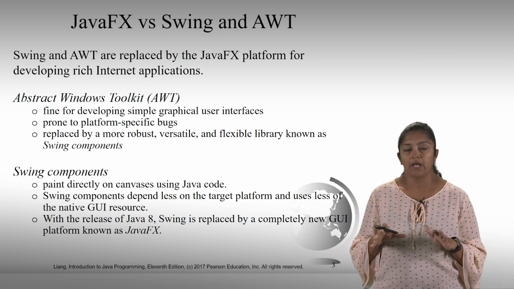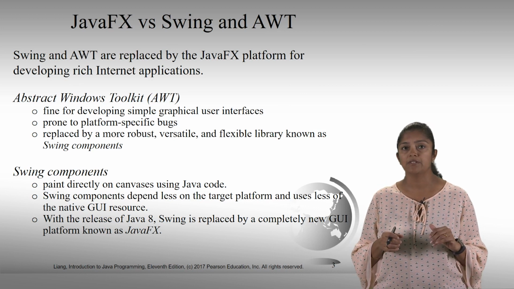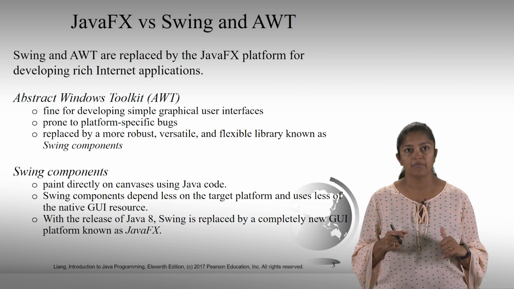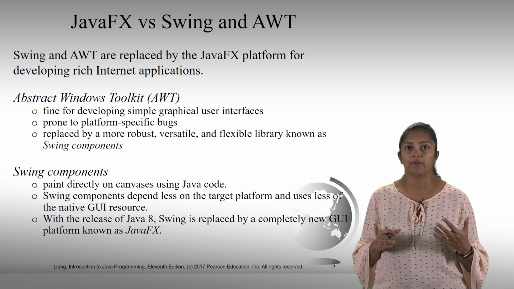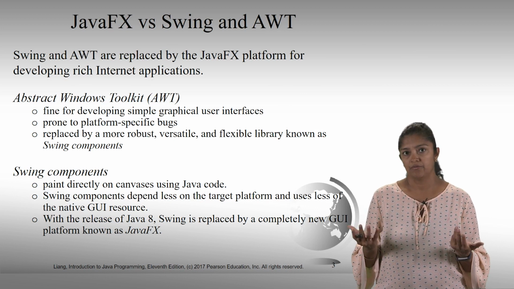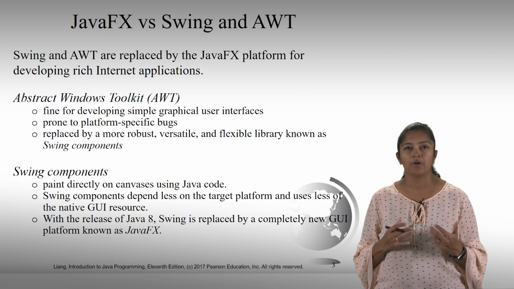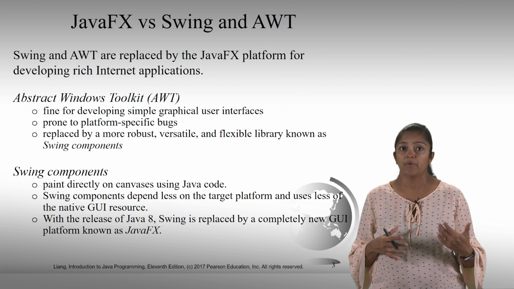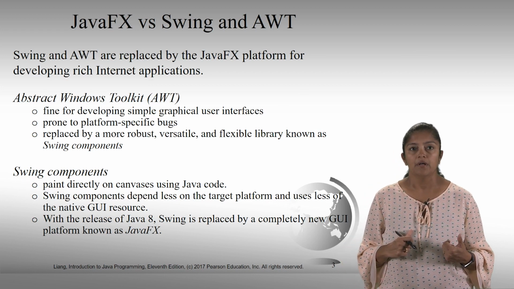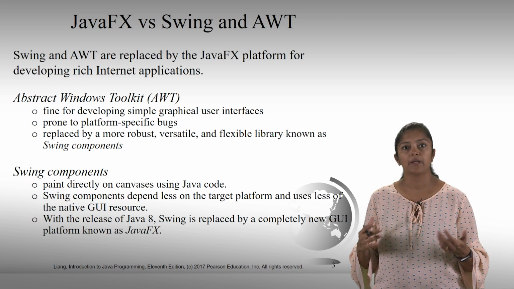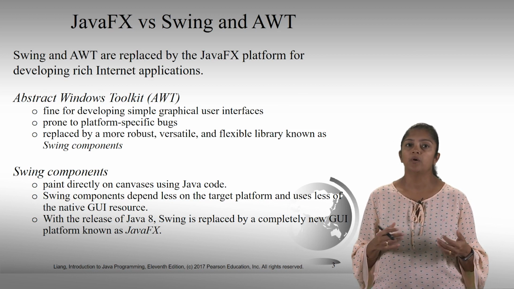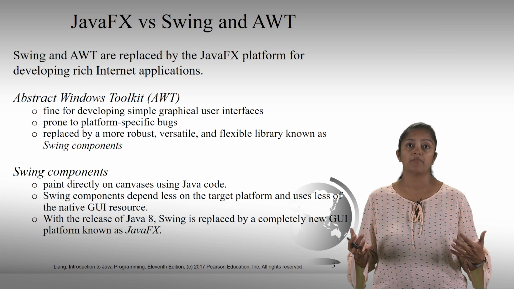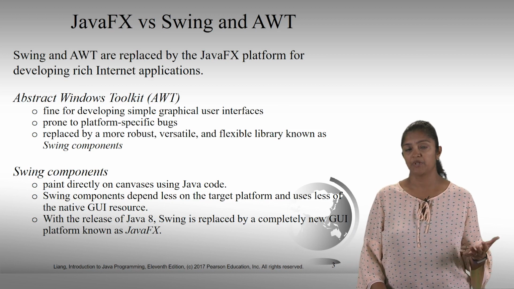A little bit of history. Swing and AWT were the frameworks originally in Java that facilitate graphical user interface creation. AWT stands for Abstract Windows Toolkit. It was good for simple GUI applications. It was prone to a lot of platform specific bugs, and it wasn't as robust and versatile, and hence Swing components were added to it, which provided the ability to create much better GUI. And now with the release of Java 8, Swing has been completely replaced with JavaFX, which produces much more superior quality GUI.